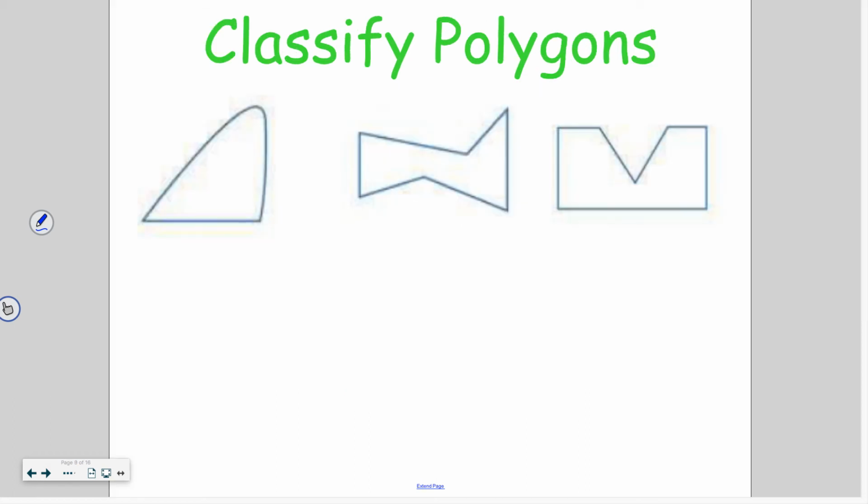So looking to classify our polygons, first looking at the first one, we would say not a polygon, and you would give a reason, and your reason for this one is curved. Yep, they already got it.